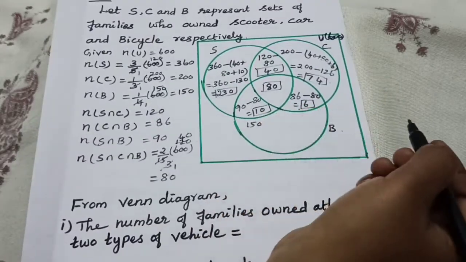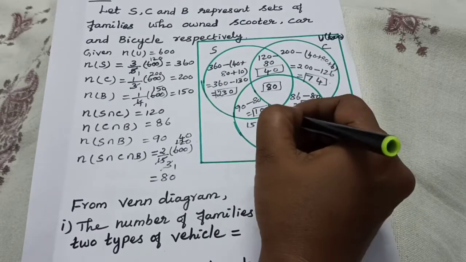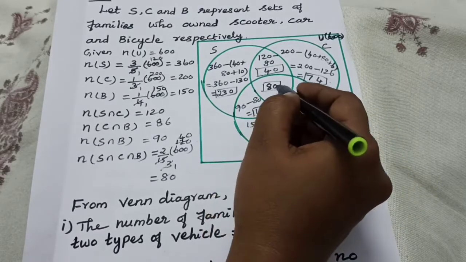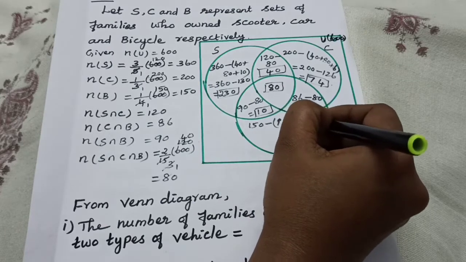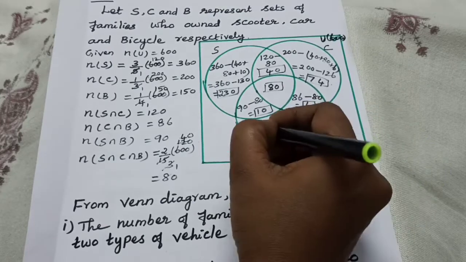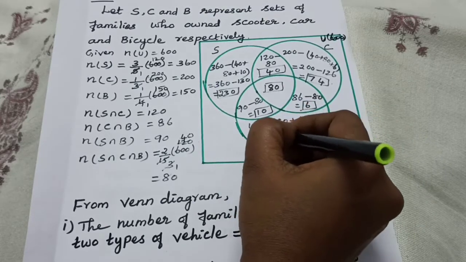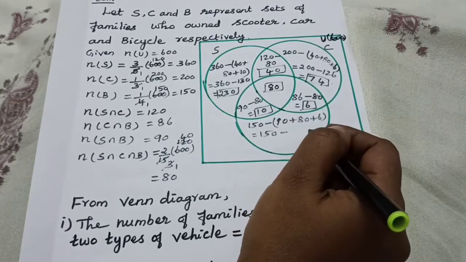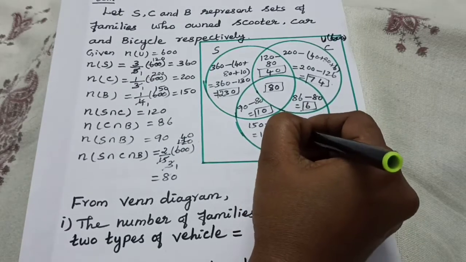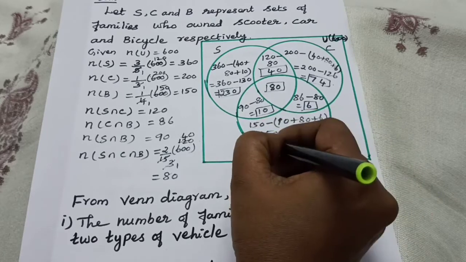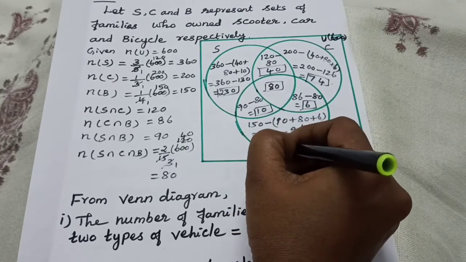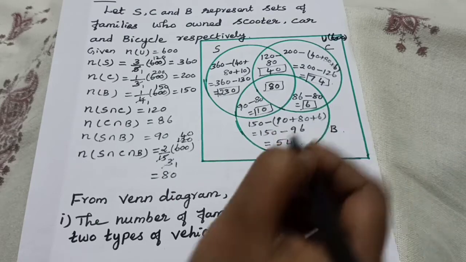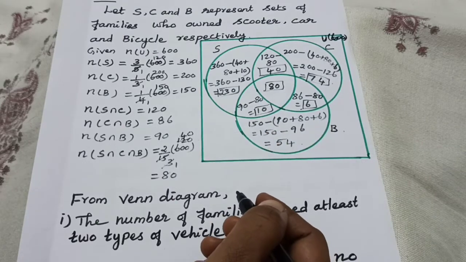Okay, then next one, only bicycle. How many of them? Then this 10, 80, 10 plus 80 plus 6. We have to subtract. 150 minus this one, subtract means what will we get? 96. Equal to this, subtract. Subtract means 54 we will get. Okay, 54 we will get.